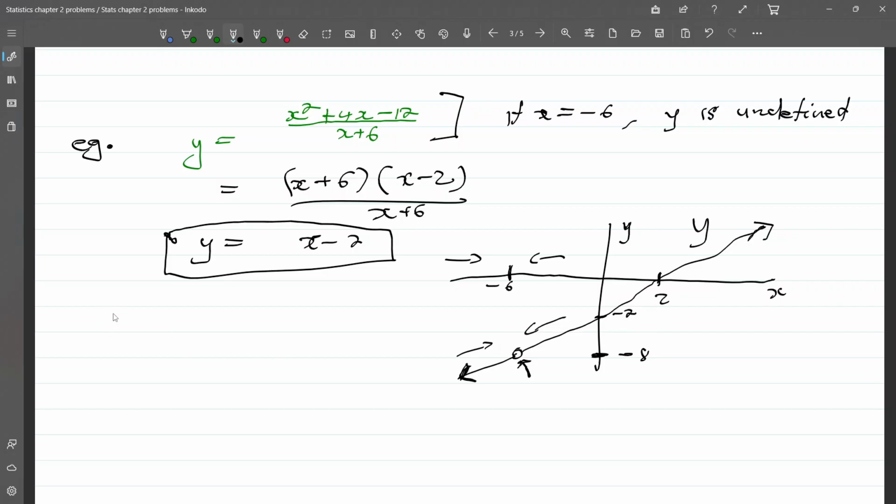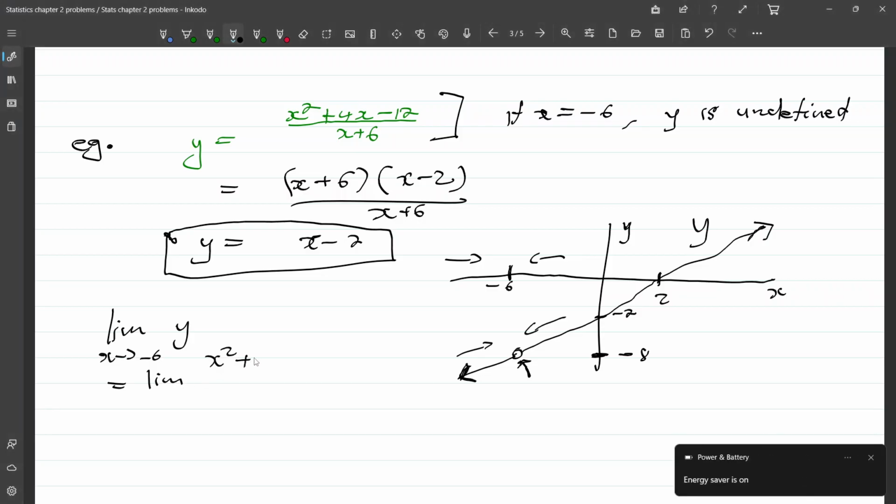So if you were asked to find the limit of y, which is equal to x squared, if you are asked to find the limit of y when x approaches negative 6, you're going to have something like the limit. You put your function when x approaches negative 6. Remember, this thing is over x plus 6. Then when you simplify your y, as x approaches negative 6, x minus 2 is equal to what? Minus 8. This is what the limit is saying.